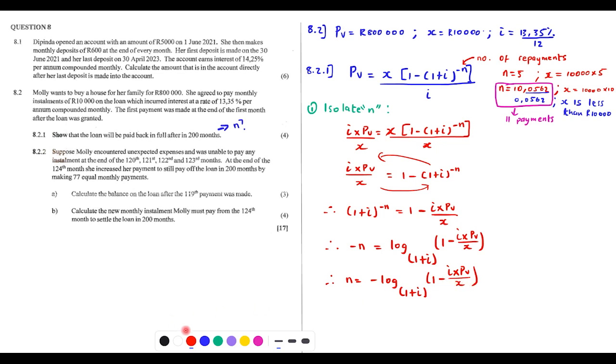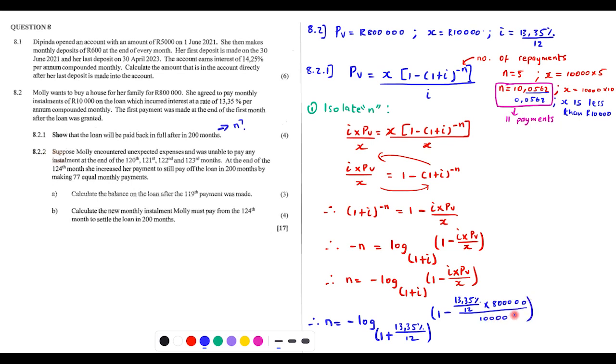So all I need to do now is just substitute and press everything on the calculator. When I'm substituting, it's going to be 1 plus, now what is my I? My I is 13.35% over 12, 1 minus, 13.35%, sorry, 13.35% over 12 times 800,000. Make sure I put in enough zeros. Then over 10,000. Alright, now press this on your calculator.